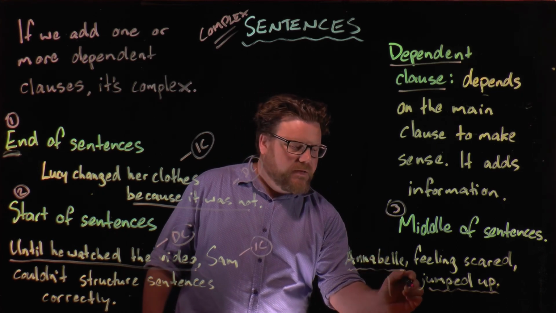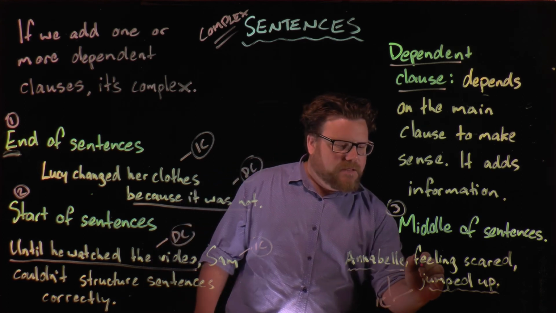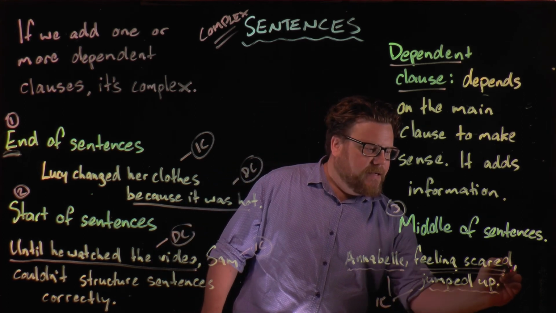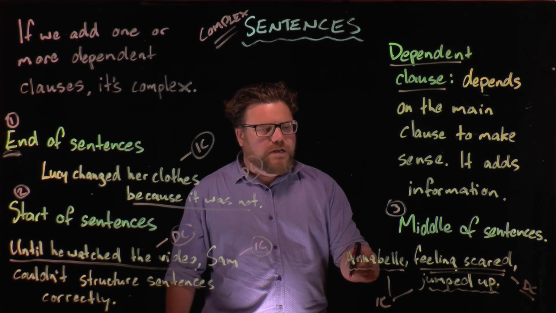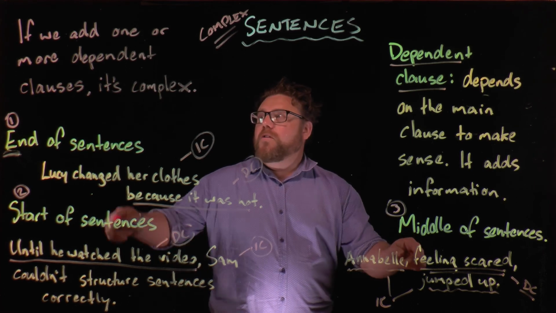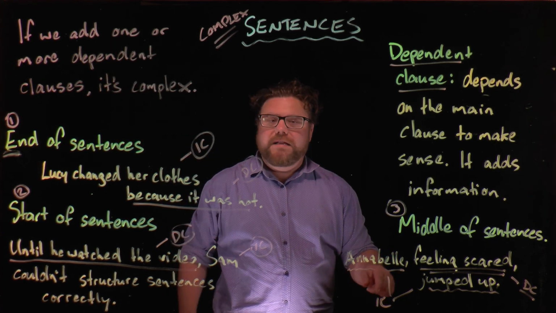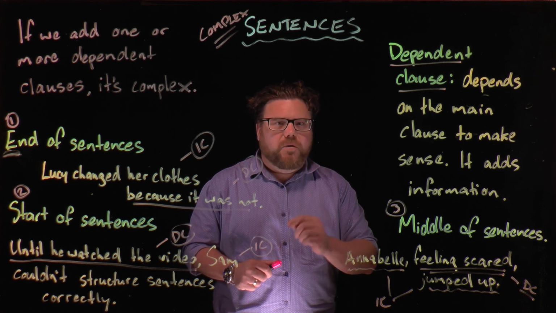So this bit here is an independent clause, but this bit here, this is our dependent clause, and we know that it is a complex sentence because it has an independent clause with at least one dependent clause. And that is the definition of a complex sentence.